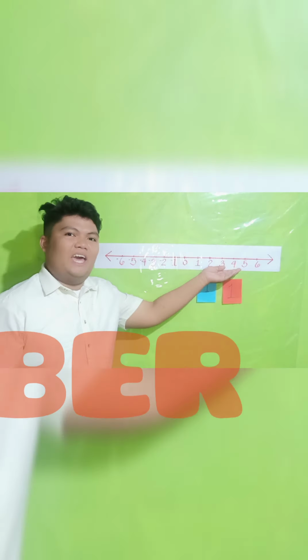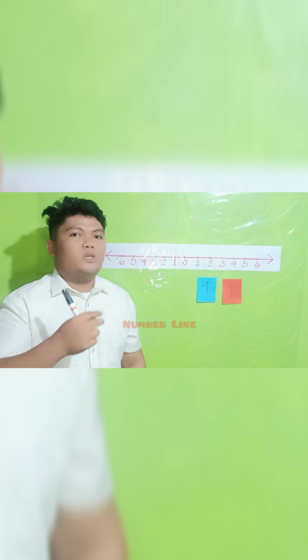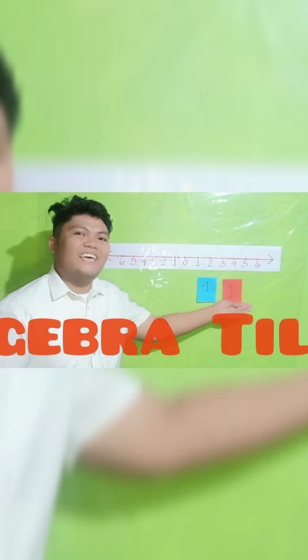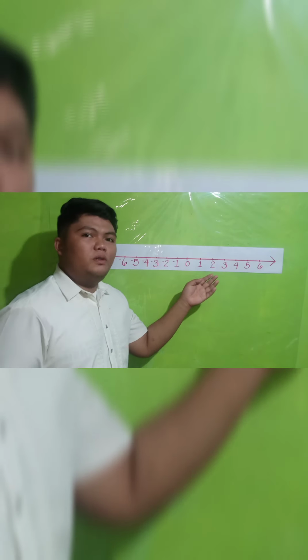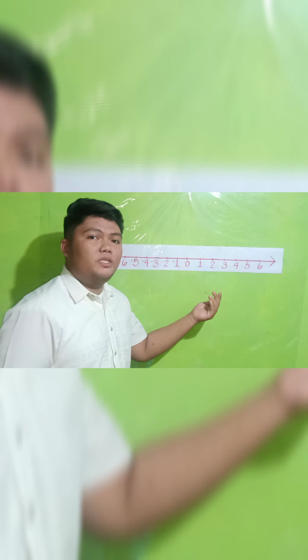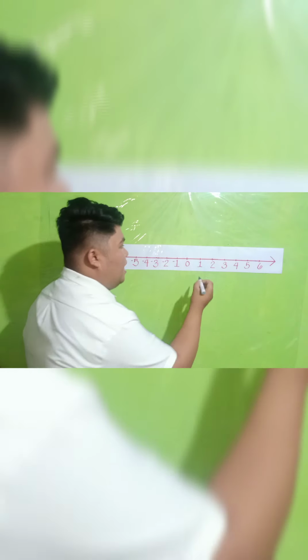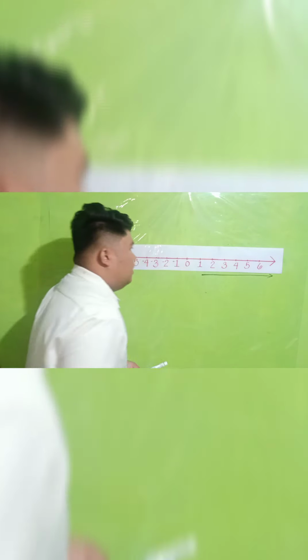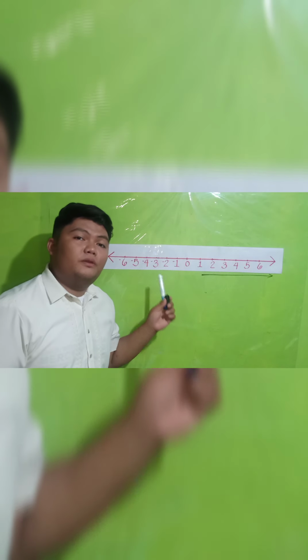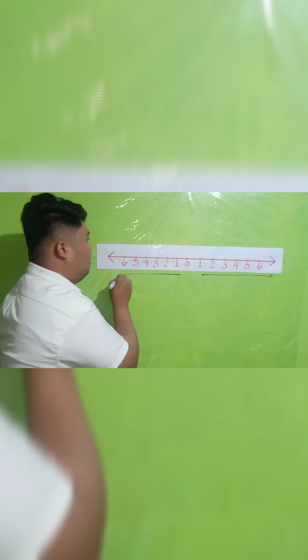So let's try to add integers. We have two common ways of adding integers. First, using number line. Second, using algebra tiles. Let's begin with the number line. The natural numbers or the positive integers are located at the right side of 0. The negative integers are located at the left side of 0.